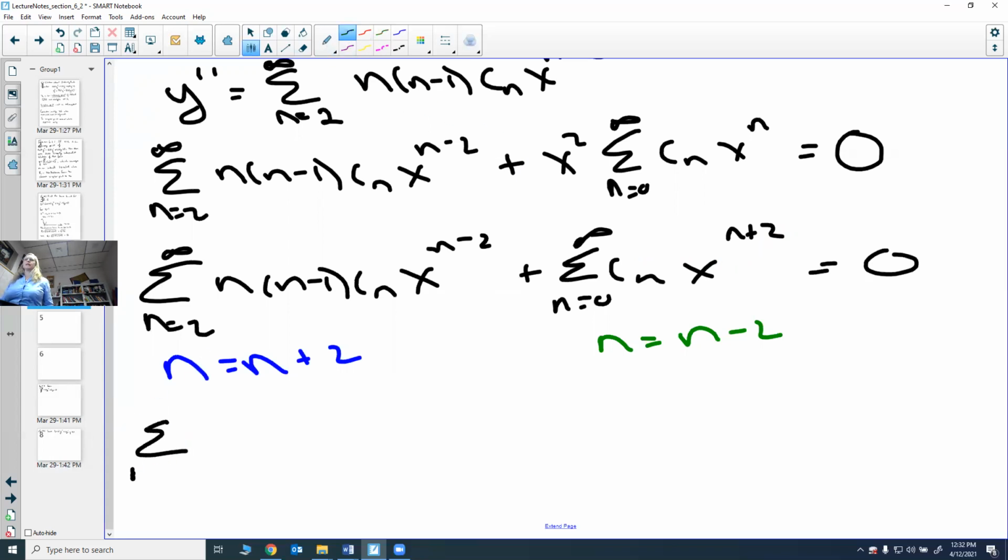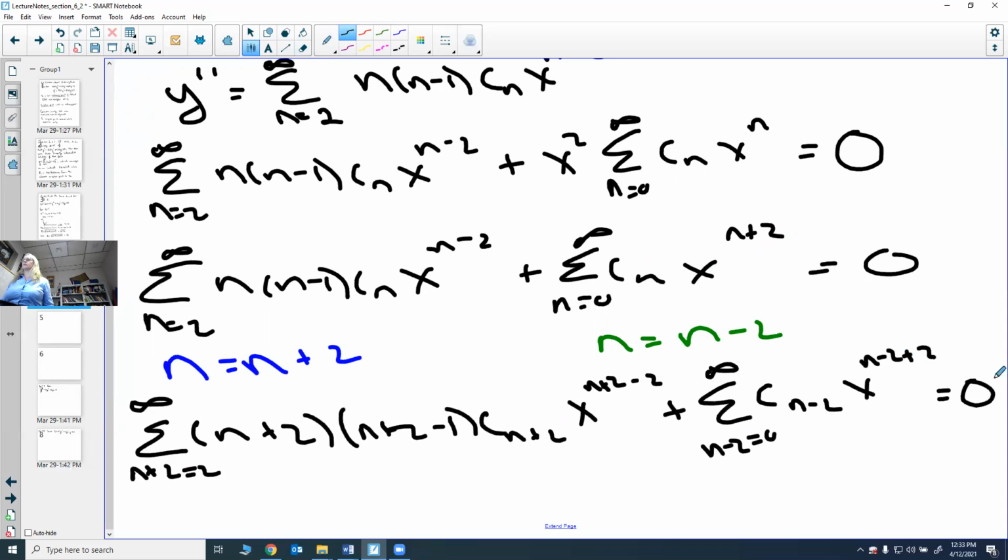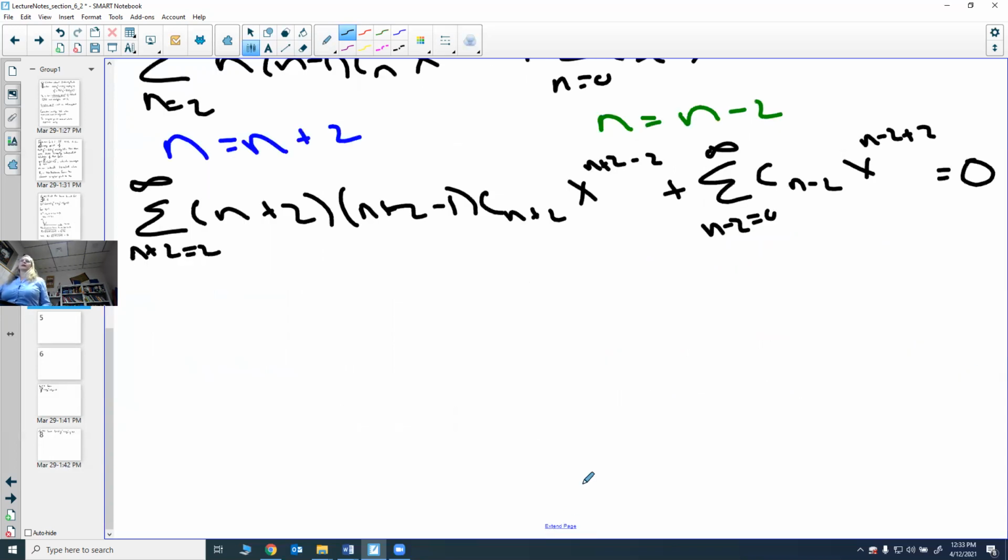So we're going to have the summation n plus 2 equals 2 to infinity of n plus 2 minus 1, c sub n plus 2, x to the n plus 2 minus 2, plus the summation n minus 2 equals 0 to infinity, c sub n minus 2, x to the n minus 2 plus 2 equals 0. So I'm just shifting all of my indices. I'm shifting my x's. I now happen to have the summation n plus 2 equals 2 means n starts at 0 if you get n by itself.